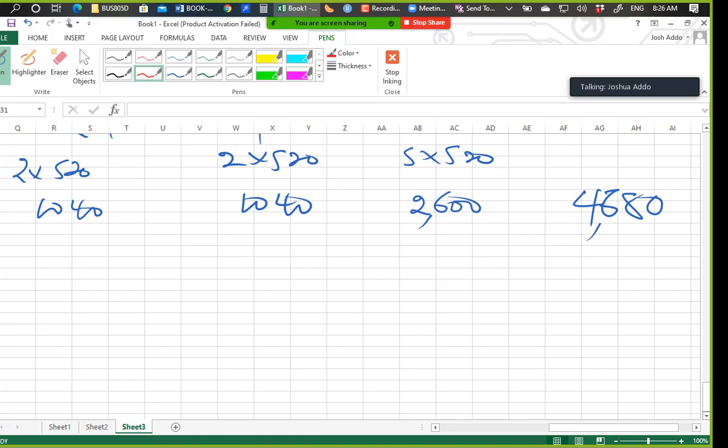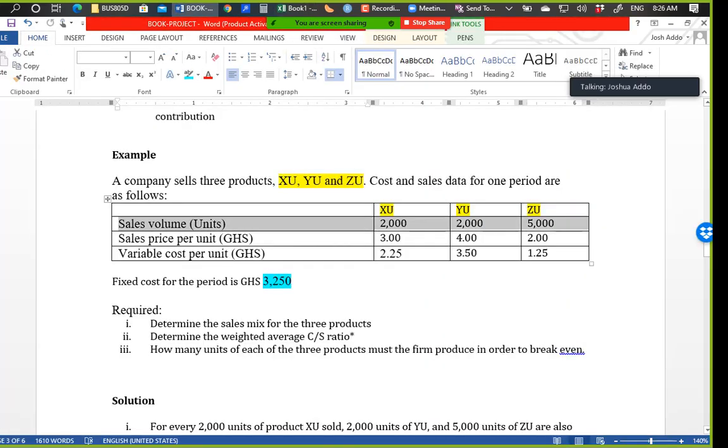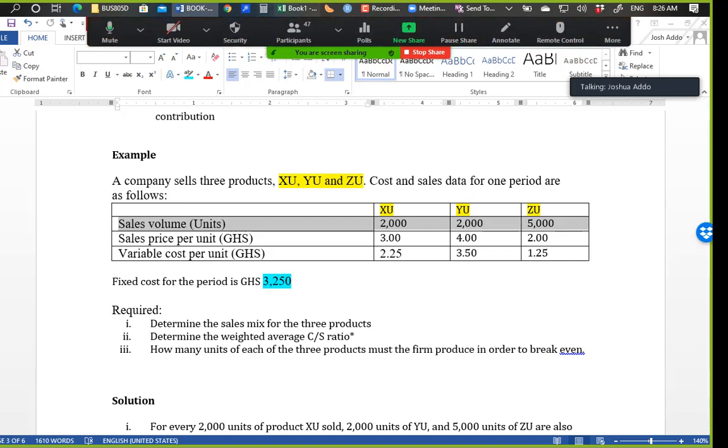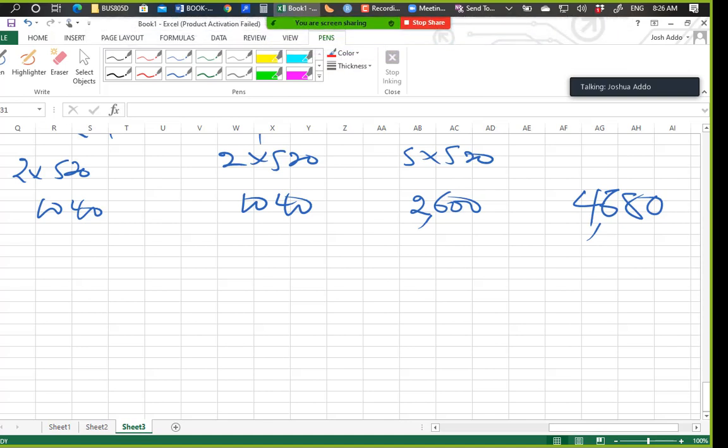So the question asking us, let's go back to the question. The last part was: how many units of each of the three products must the firm produce in order to break even? Even though you first calculated it in bags, 520, you now have it in units: 1,040 for the first, 1,040 for the second, and 2,600 for the third. That's it, question completed. This is the package approach. We are selling them in bags.